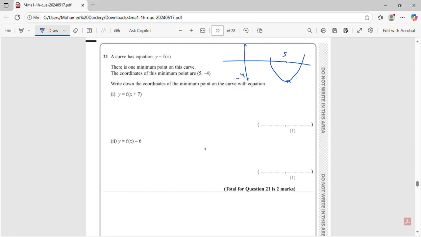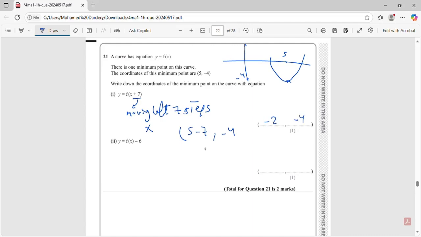So we're talking about transformations. If it's moved by positive 7, it means moving left 7 steps. So moving left 7 steps, I will change x. So instead of 5, it will be 5 minus 7. Of course, negative 4 will be the same. 5 minus 7 is negative 2, and this will be negative 4.